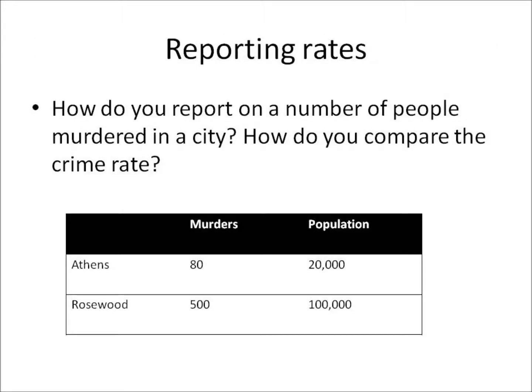Alright, what about reporting rates? How do you report on the number of people murdered in a city? First, you want to divide the number of murders in a city by its population. Secondly, you want to multiply those numbers by 1,000, because you're reporting for 1,000 residents. So can you do it yourself now? Why don't you have a look at these numbers and figure out what the crime rate is in Athens and Rosewood?